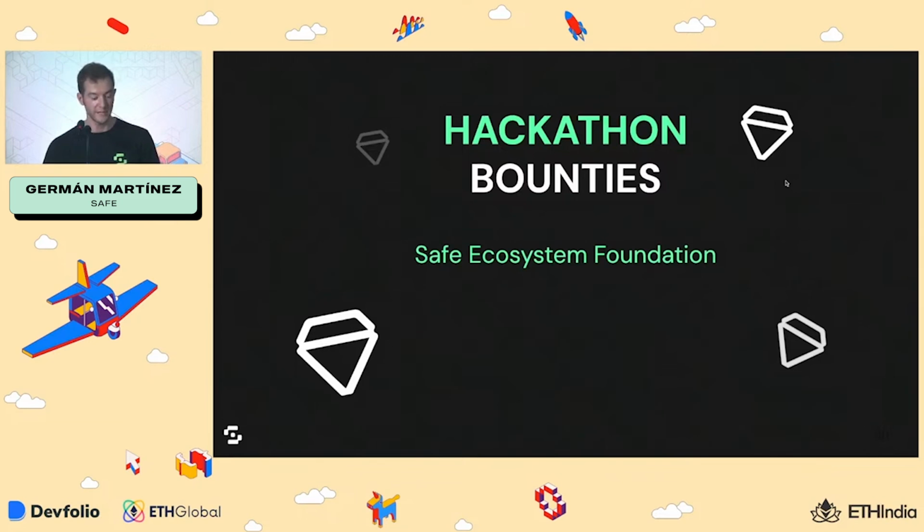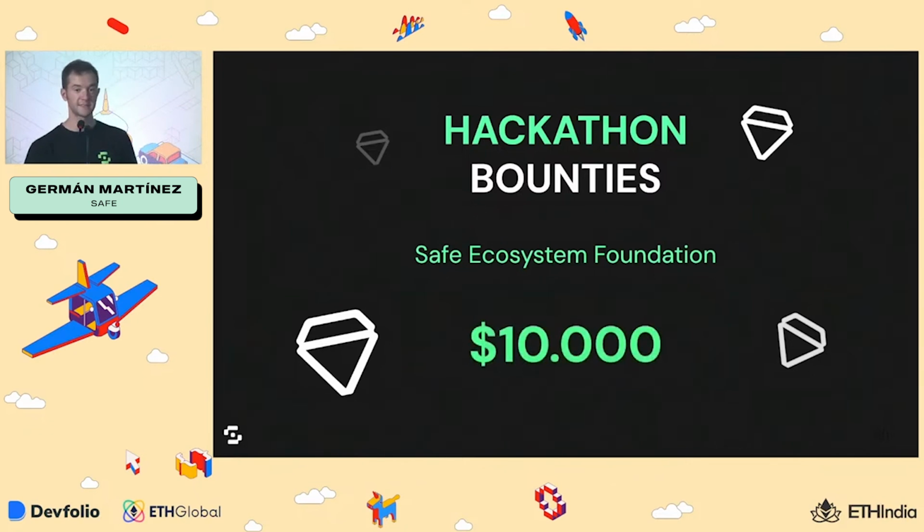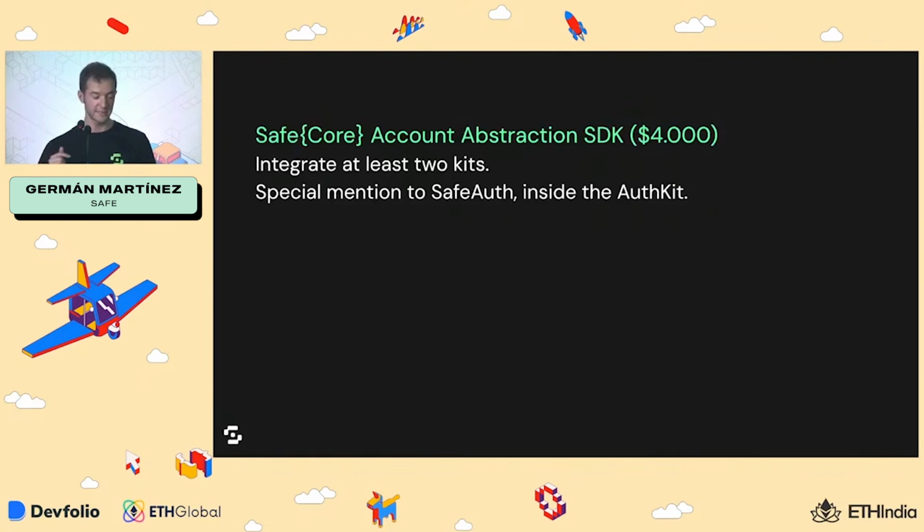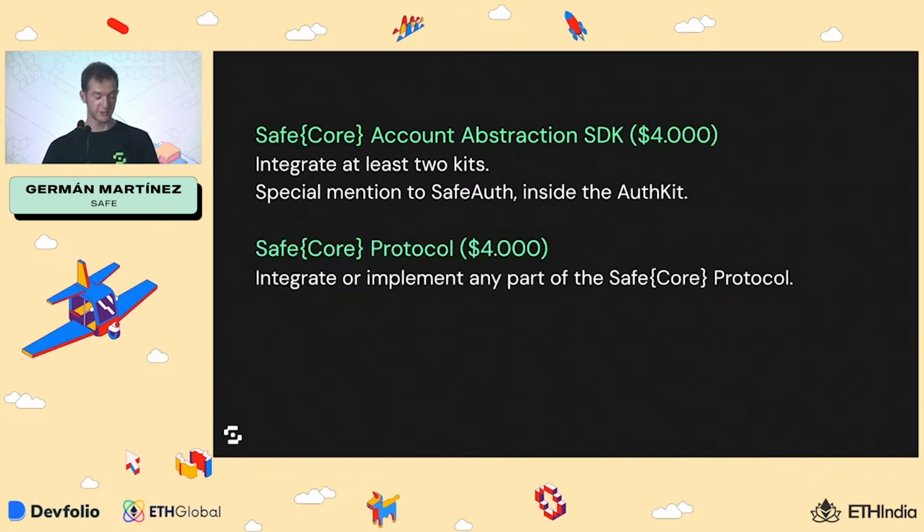So for the hackathon about this, the Safe Ecosystem Foundation has 10K up for grabs, and we have 3 different tracks. The first one is related with this SDK, the Safe Core Account Abstraction SDK. We have two prizes of 2K each. At least you would need to integrate 2 of these kits with a special mention, and we encourage you to use the SafeAuth pack. The second track is related with the Safe Core protocol, 2 prizes of 2K each, integrating or implementing any part of the Safe Core protocol with plugin, hooks, the manager, the registry.